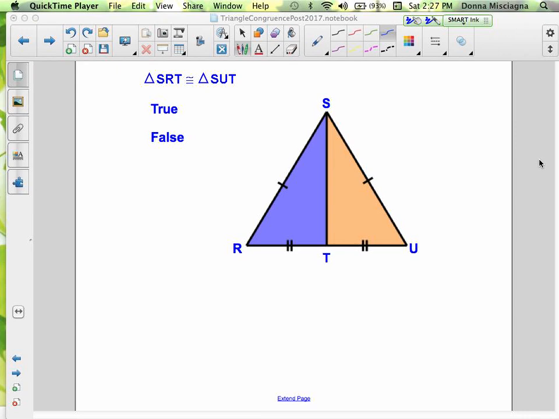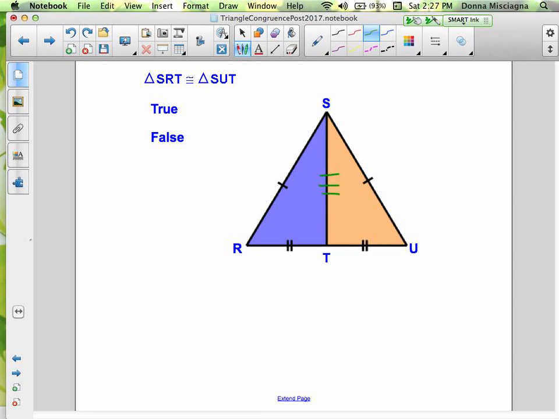All right, so this was a question on the second mini quiz. Is triangle SRT congruent to triangle SUT? First of all, are the triangles congruent? And secondly, is the statement written correctly, that it matches up the corresponding parts? Well, the triangles are congruent if the statement is written correctly.